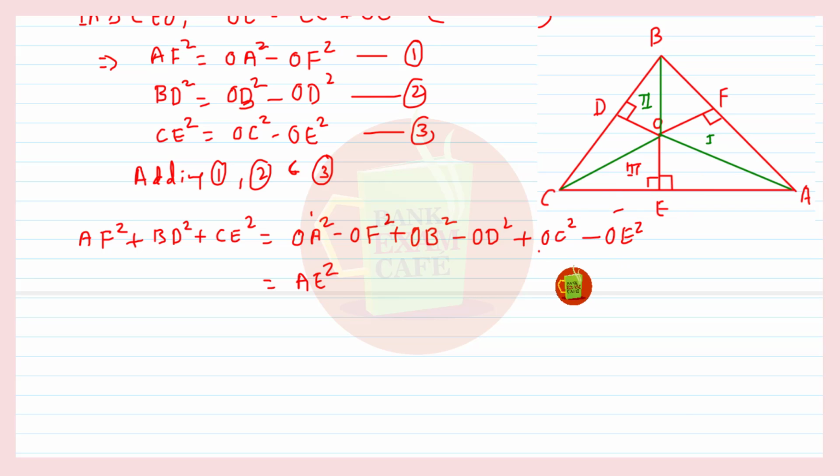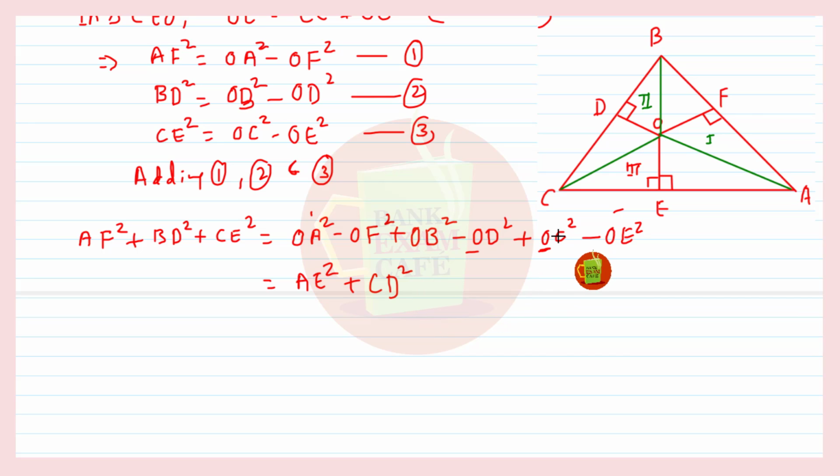So OC square minus OD square, this is OC square minus OD square, that will be equal to CD square. So this we can write as CD square.